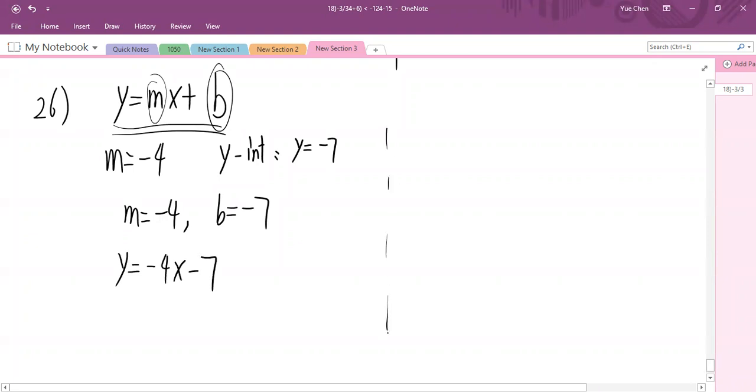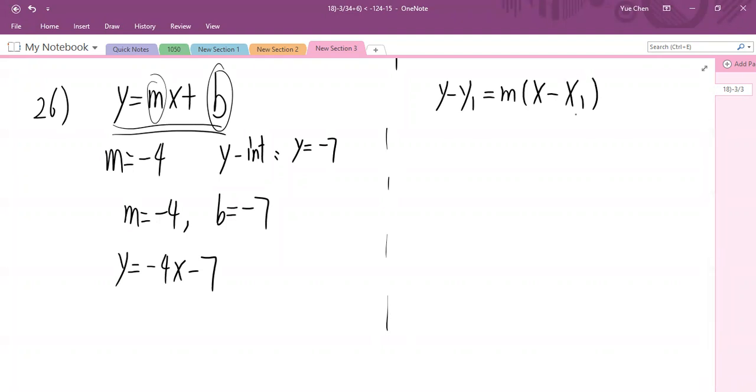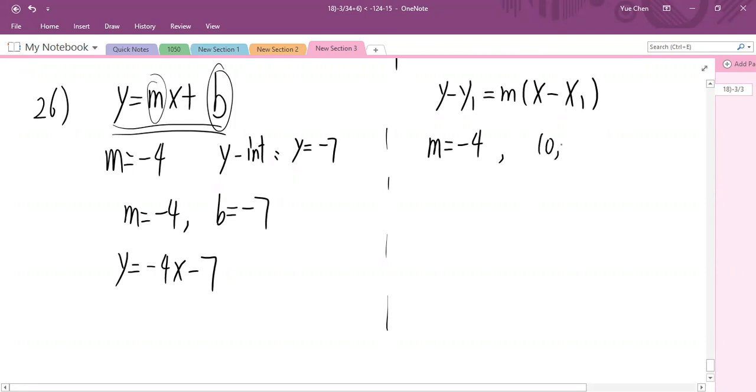If you don't remember this kind of thing, that's okay. The only thing you need to memorize is the point slope form. Point slope form is y minus y1 equals m times (x minus x1). Then you can convert this point slope form to the slope intercept form, right? So here, y-intercept is -7, m equals -4. That means you have a point on the line, which is the point (0, -7). This is the y-intercept.